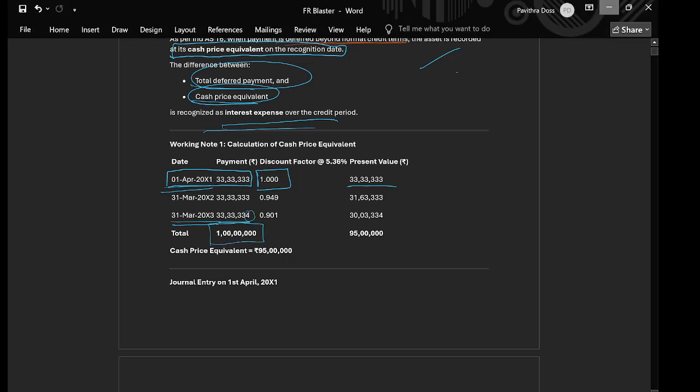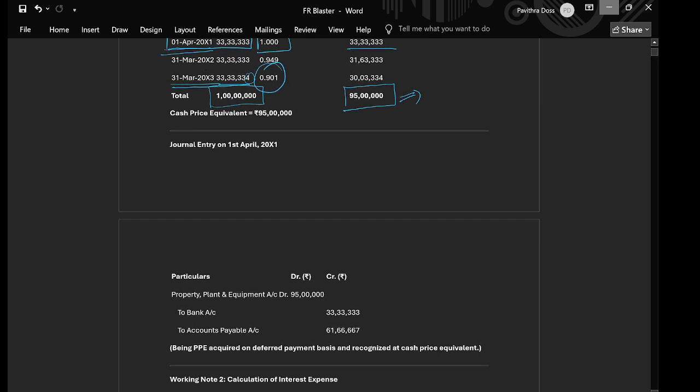So equal. One more time, if you put 1 divided by 1.0536, we are getting 0.9008, rounded off to 0.901. So when we discount, we are getting the cash price equivalent as 95 lakh. So this will be the value at which the asset will be recorded at the initial date. So 95 lakh. All right.